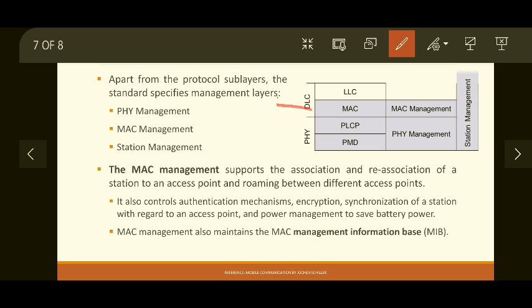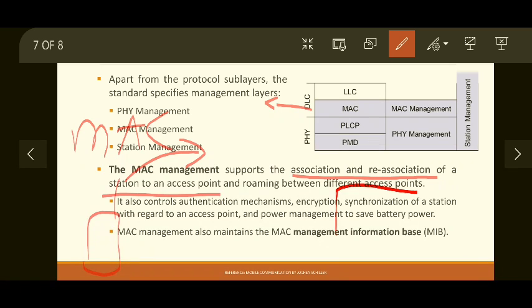Now what is the job of the MAC layer? The MAC layer provides the way in which the medium will be accessed, that is free space will be accessed, whether you are using CSMA, CDMA, TDMA, whatever medium access method you are using, that will be decided by the MAC layer. But the MAC management layer supports the association and reassociation of a station to an access point. So this is my mobile. How I will access the air is decided by MAC, and how I will be connected to the access point via a wireless link will be decided by MAC management.